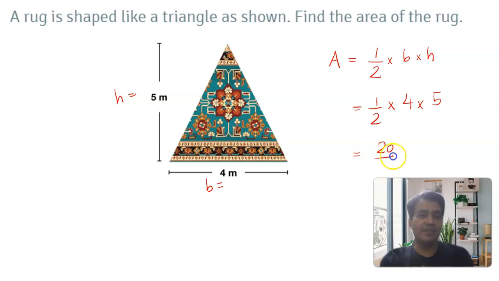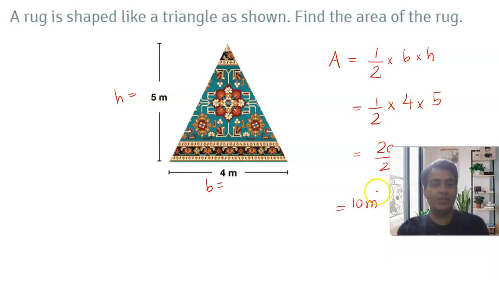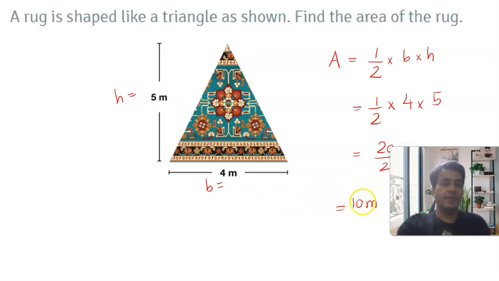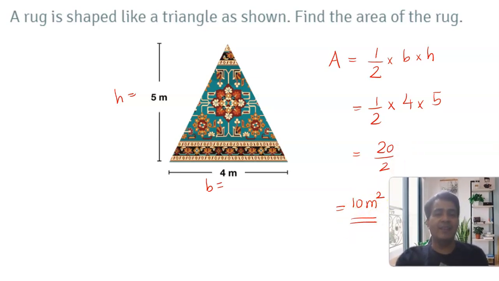So that's 20 divided by 2, which is 10. So the answer is 10 meter square. Just a second. 10 meters squared. That's the answer. So it's pretty simple. Just multiply and then divide it by 2. Let's see another example.